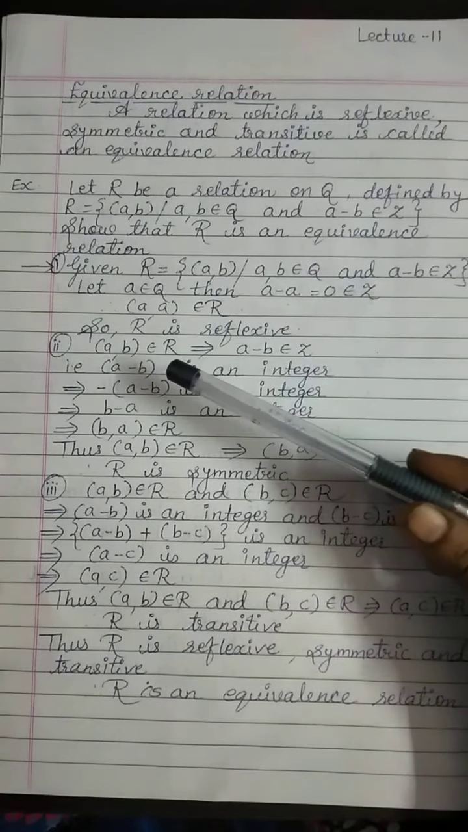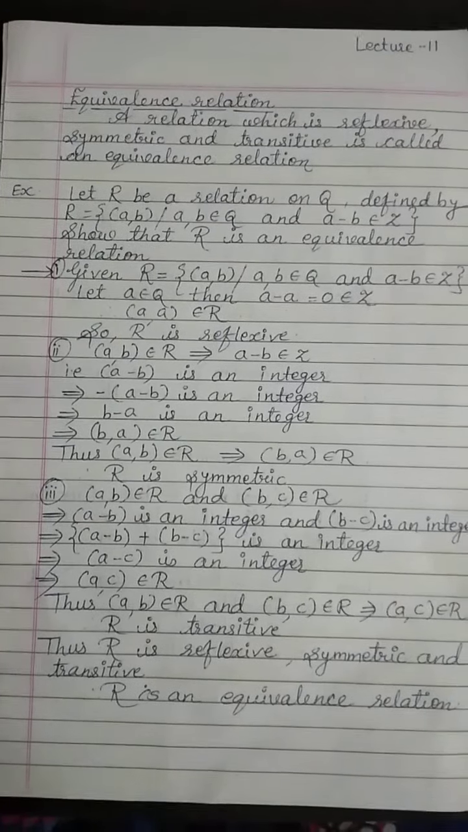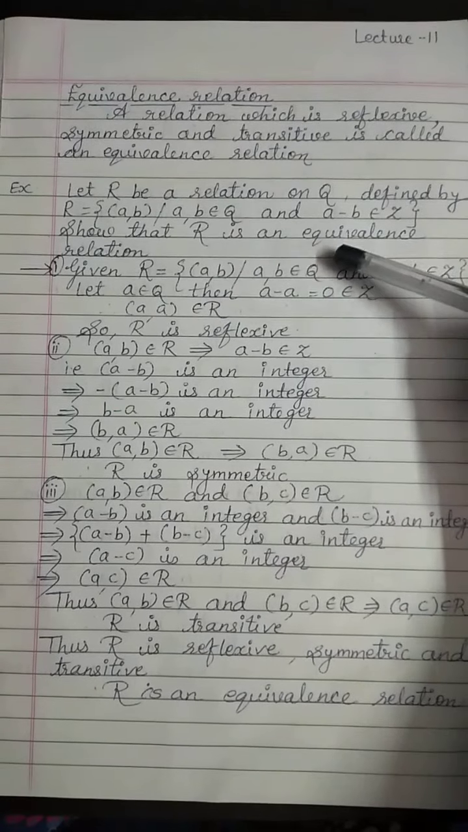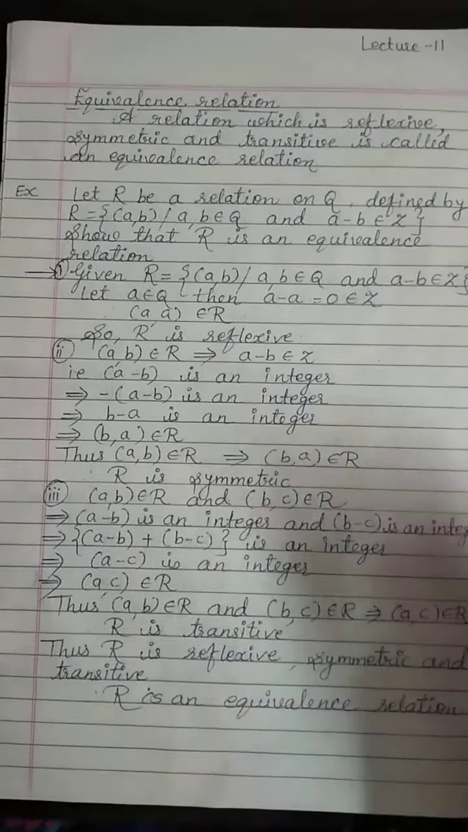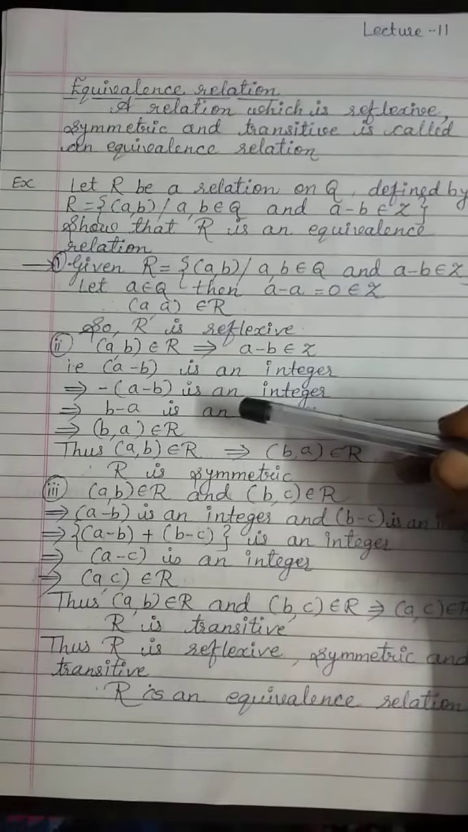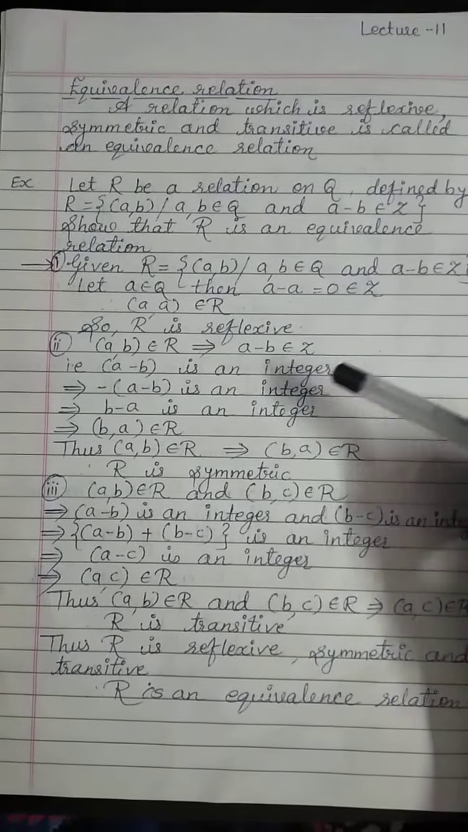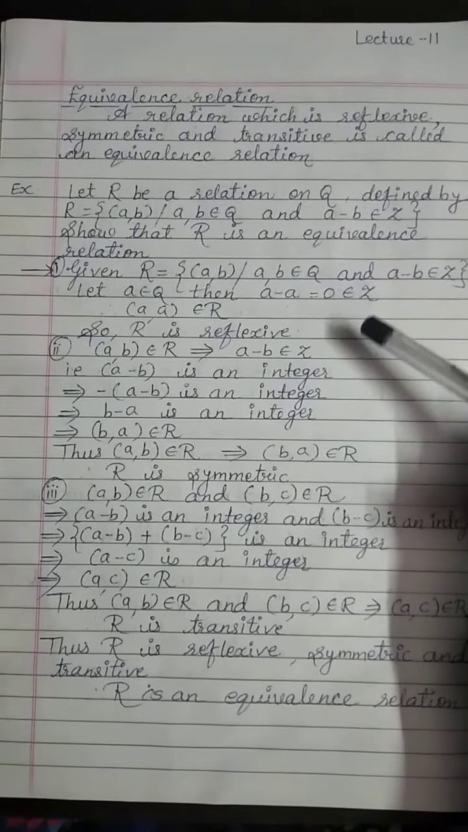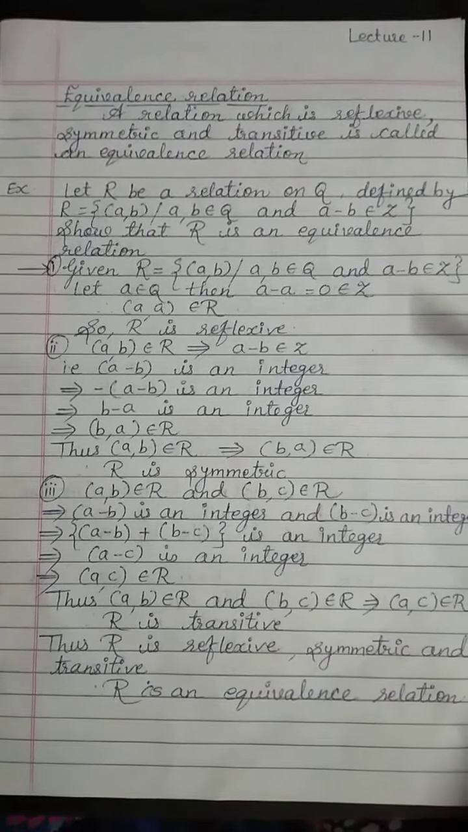Now the second point, ordered pair (A, B) belongs to R implies A minus B belongs to Z, because this is already given in the relation R, that is A minus B is an integer. As A minus B belongs to Z, we can say that the term A minus B is an integer. So we can consider the minus sign also, because in integers negative terms are present, 0 is present as well as positive numbers are present.